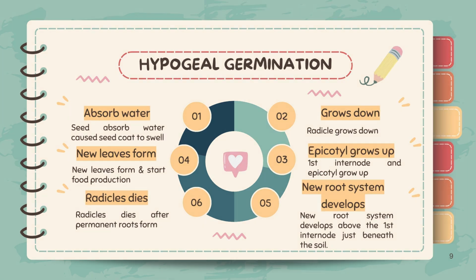First one, the seed will absorb water that will cause the seed coat to swell, and then the radicle grows down. After that, the first internode and epicotyl grow up. Then, a new leaf forms and starts food production. Next, a new root system develops above the first internode just beneath the soil. Lastly, the radicle dies after permanent roots form.